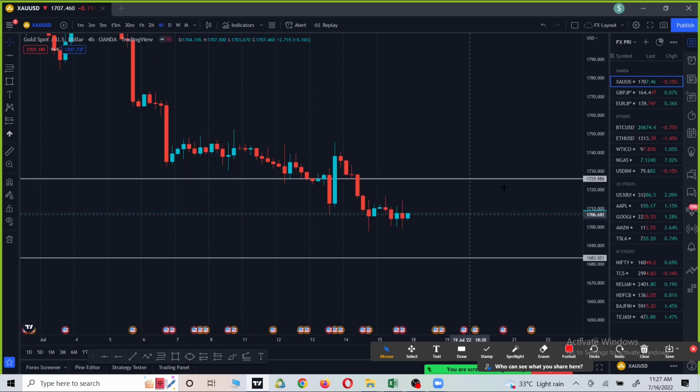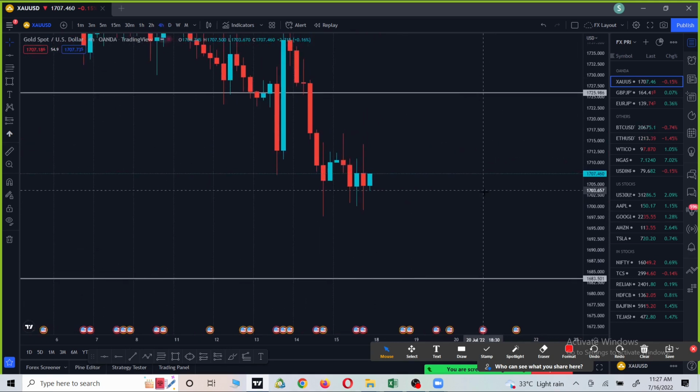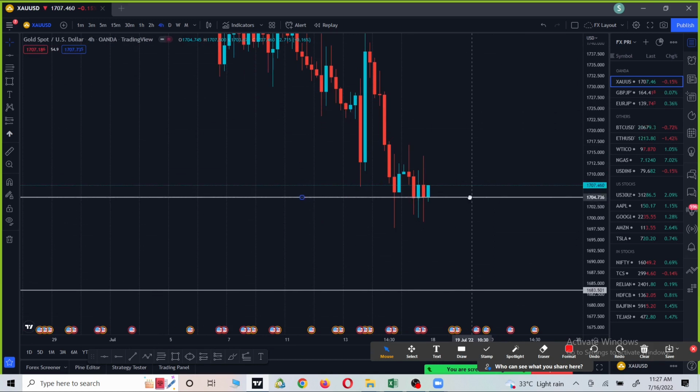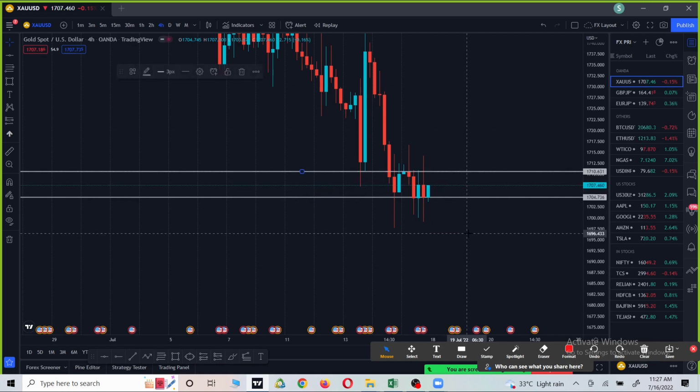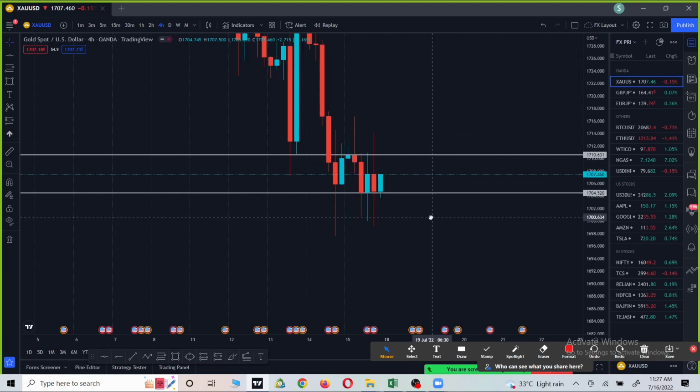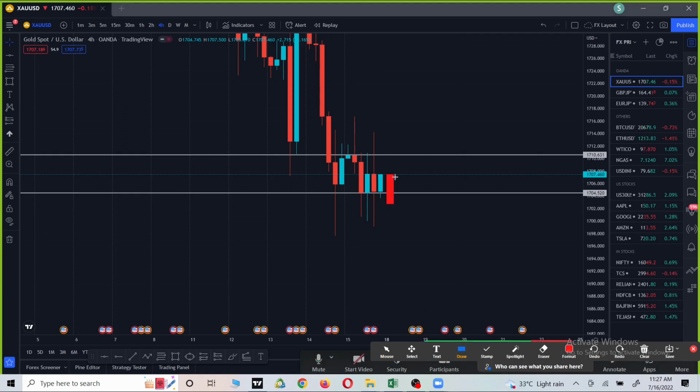So now let's see what's happening on the 4-hour time frame. On the 4-hour time frame, guys, we have the support right here and we have the resistance right there. So what we are expecting now, we need to have a breakout of this in order to find where the price is going to go. If we get a break and close below the support like this, then we expect the price to move to the next support, something like this.